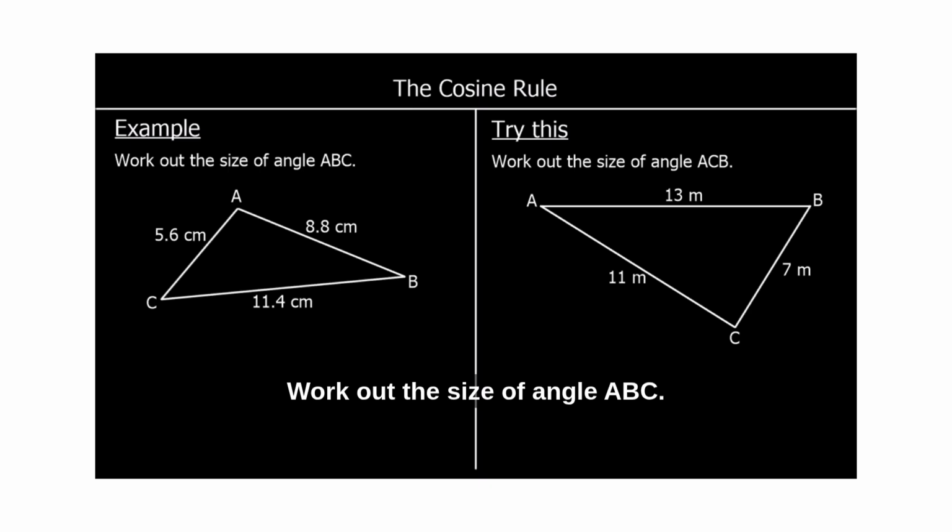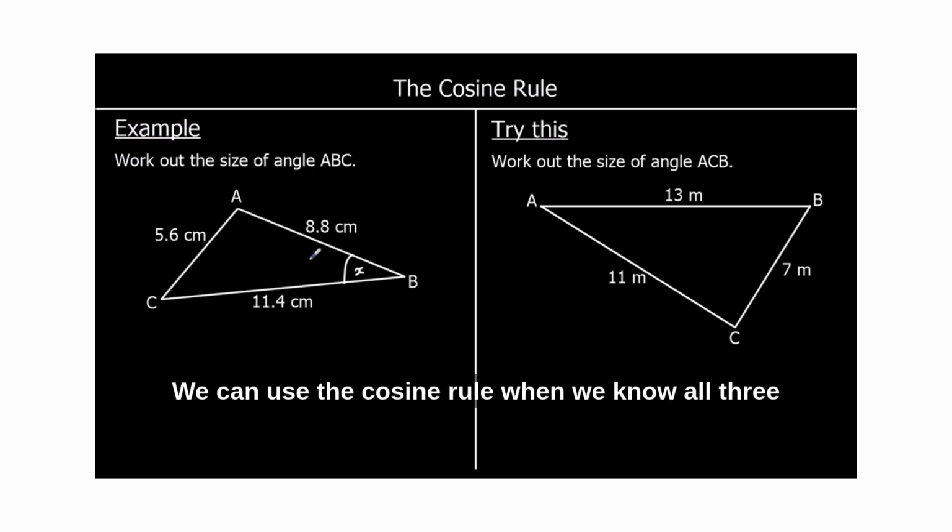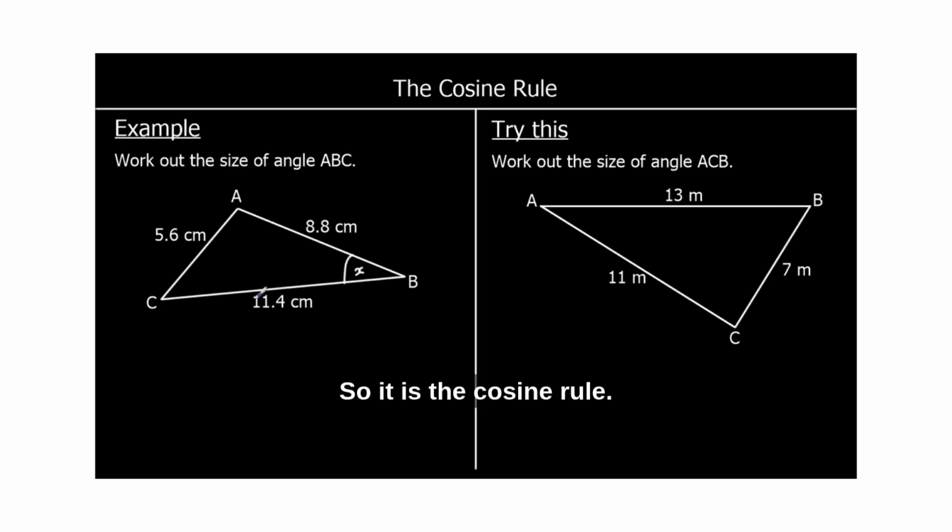Work out the size of angle ABC. So this time we're working out an angle. Angle ABC is this angle here, A to B to C. So that's our x. We can use the cosine rule when we know all 3 lengths and we want to work out an angle. So it is the cosine rule, and we are going to use cos A equals b squared plus c squared minus a squared over 2bc.